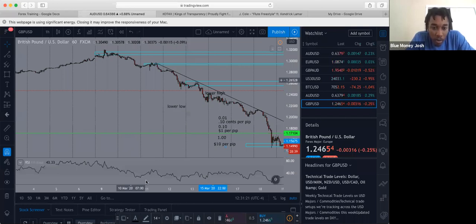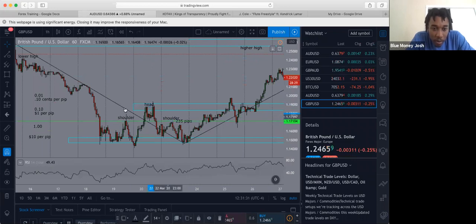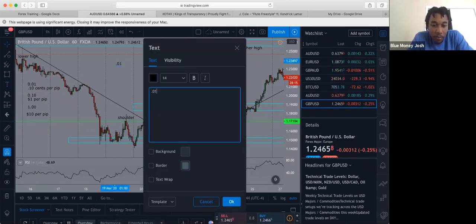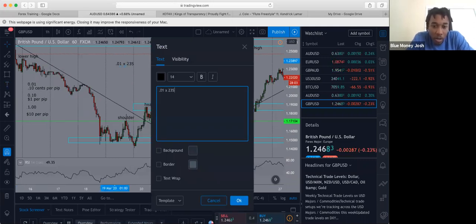So this one, same thing. 0.01, 10 cents per pip. 0.10, $1 per pip. A standard 1.0 lot size, $10 per pip. So now, just because I need to make sure that I'm doing this properly, 0.01 times, what was it? 246? 235. 235. On this trade, you're getting $23.50.